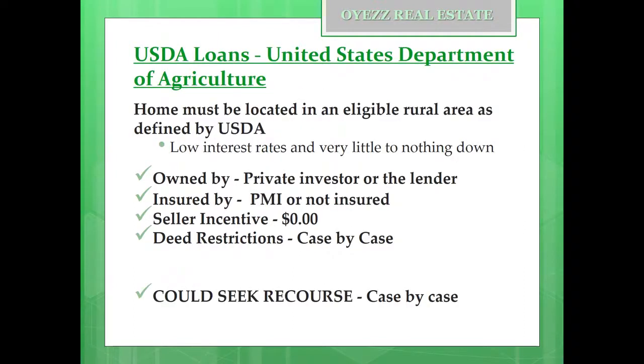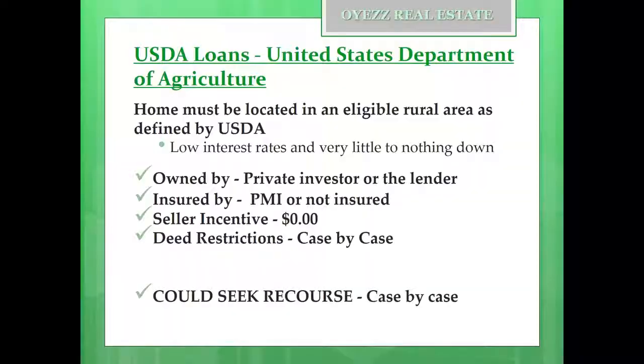Another one is USDA, United States Department of Agriculture. The home has to be located in an eligible rural area for them to get this. It's a very low interest rate, and it's very little to nothing down for these homeowners to get into a USDA loan. These are owned either by a private investor or a lender. They're insured by PMI or not insured at all. Seller incentive is zero. They will not get incentive money. Deed restriction is also case by case.